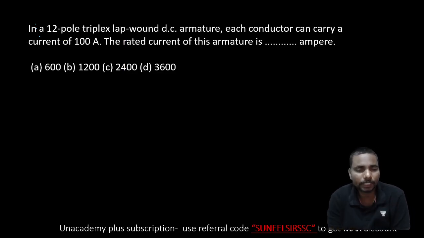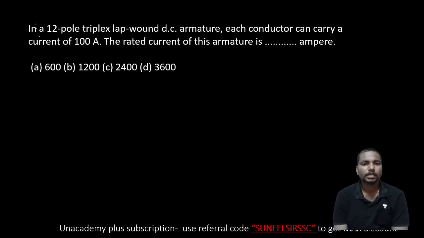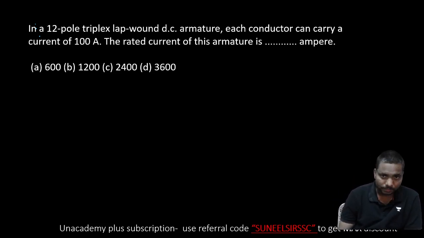Coming to the next question, guys. In a 12-pole triplex lap-wound DC armature, each conductor can carry a current of 100 amps. The rated current of this armature is dash ampere. Very good question. Okay, so they are asking for the rated current of the armature. We need to find out the rated current of the armature.